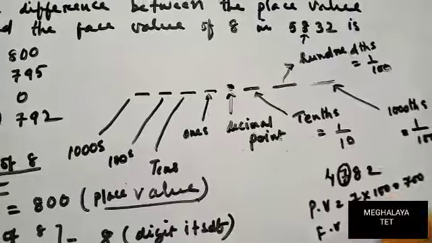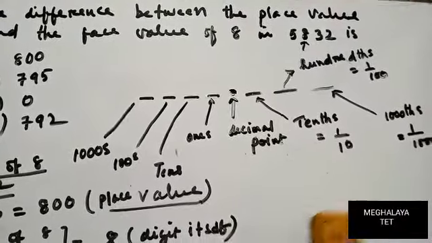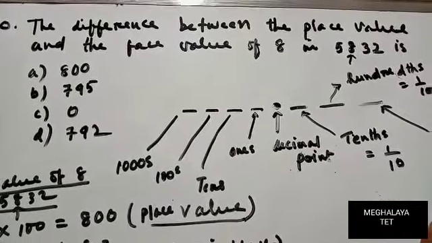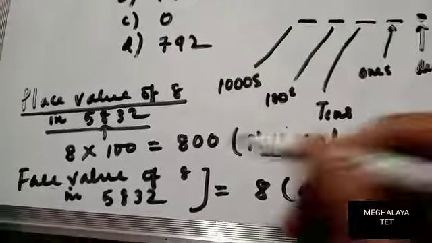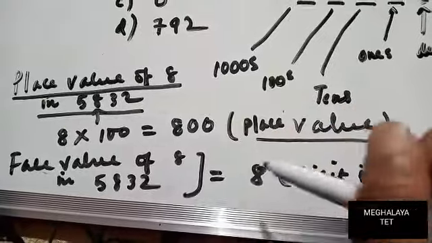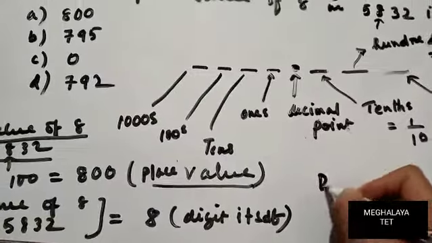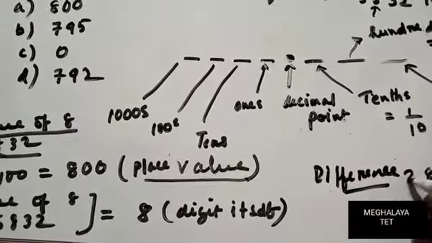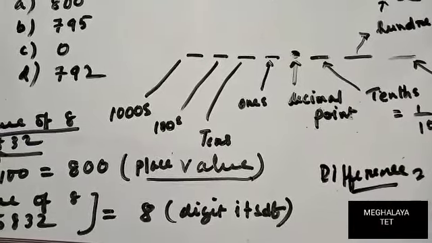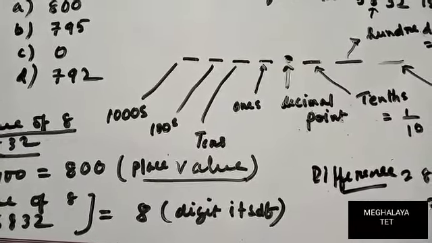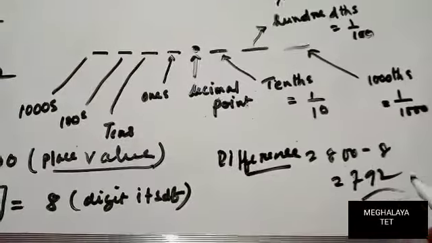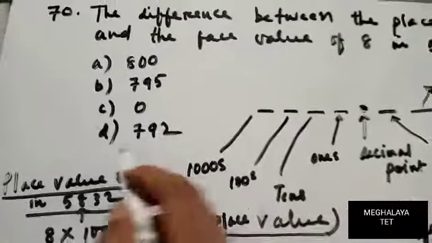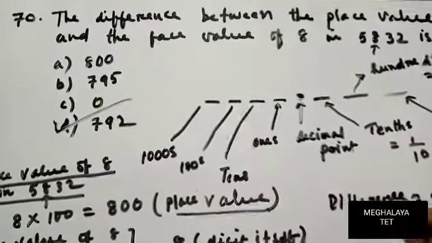So now we have to calculate. We got the place value and face value. They want the difference between the place value and the face value of this number. We got the place value 800, and the face value is 8. So we'll just make the difference of the two numbers. Difference is equal to 800 minus 8, we'll get 792. So 792 is the right answer for this question. It is present in option D. So option D is the right answer.